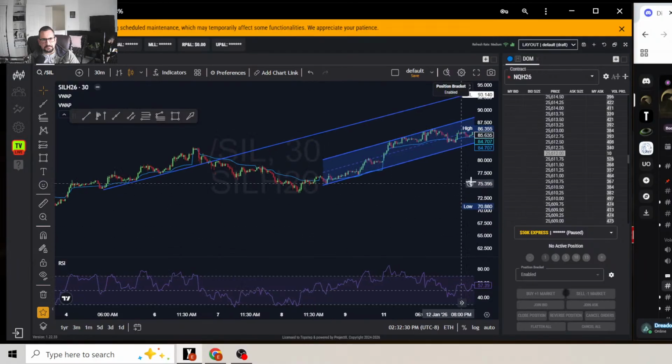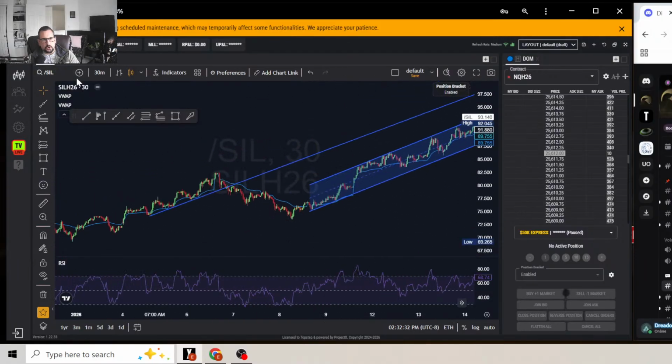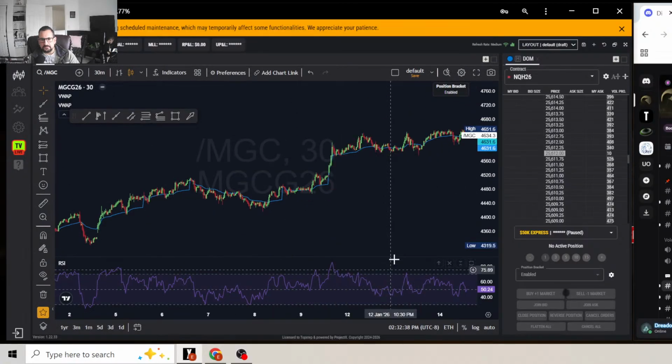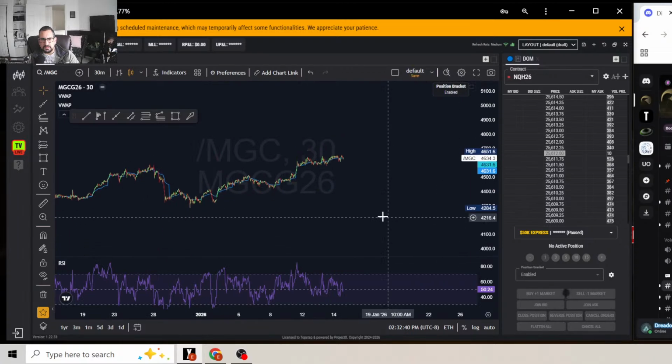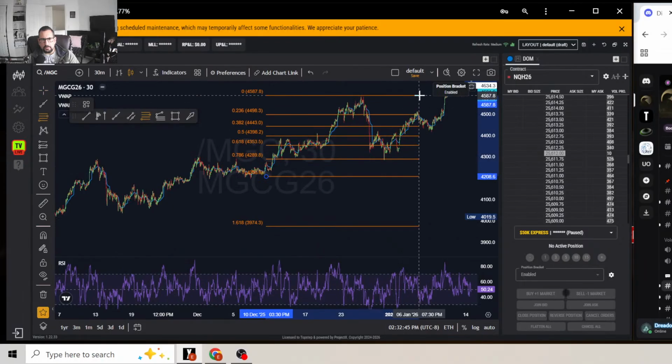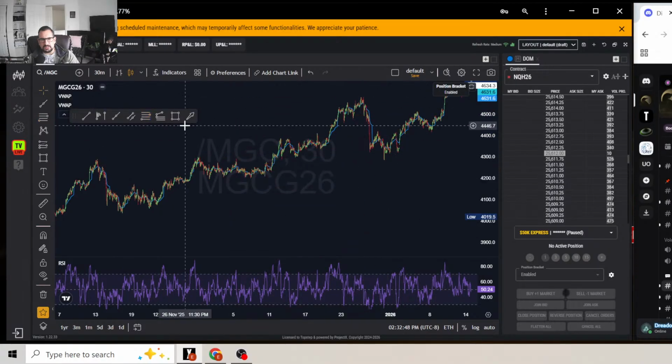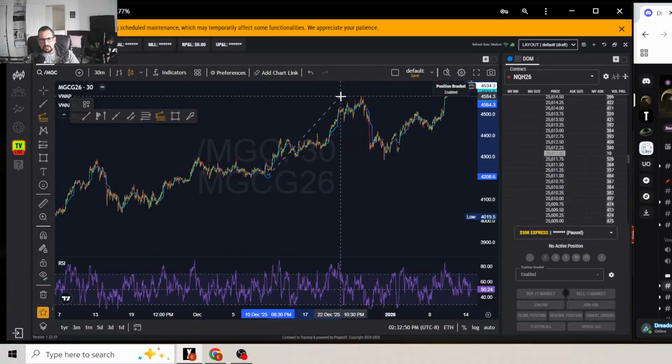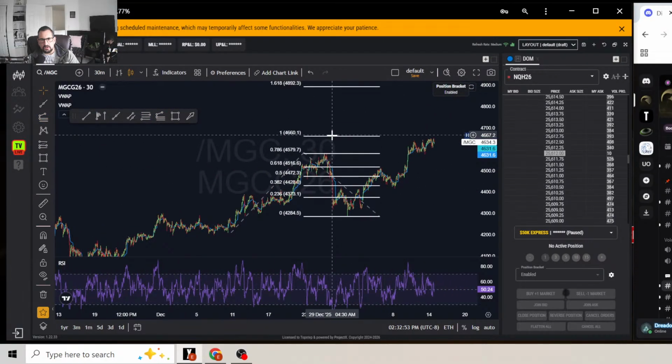I wonder if gold has something cleaner for us. Let's go to gold real quick. So gold had this pullback, which we held to 78.6. So let's see where this extension takes us on gold. Right here, actually. So gold is right at the 100% extension from this move. Right at 4660. So gold looks ready for a short. Right here, 4660.